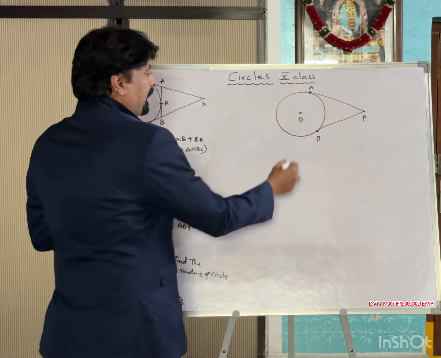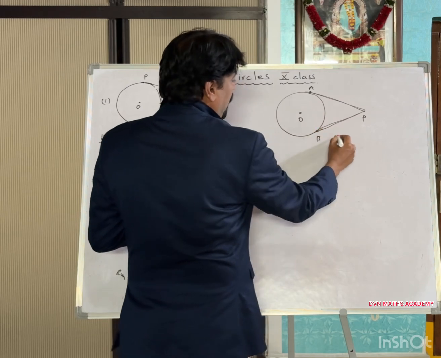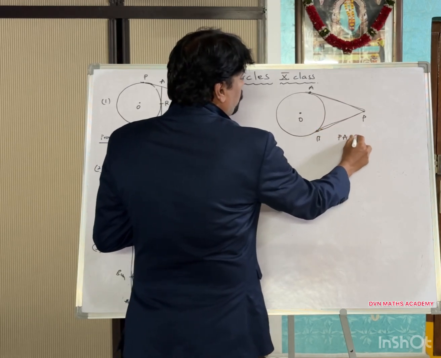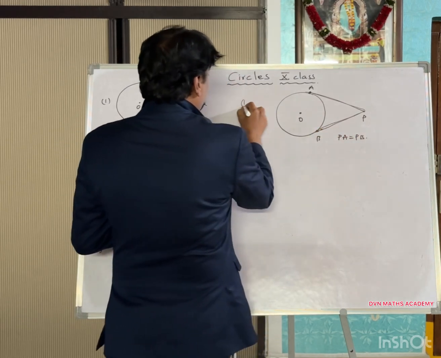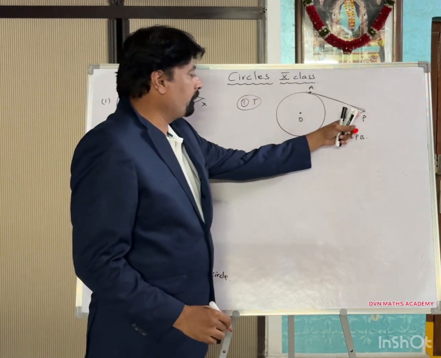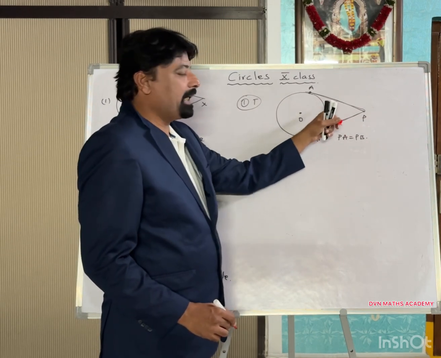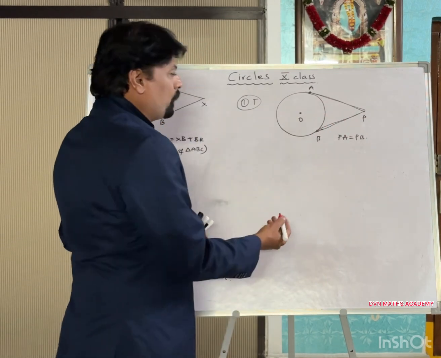The first theorem says that the lengths of the tangents from the external point to a circle are equal. I mean PA is equal to PB. This is the first theorem in 10th class. From the external point, if you draw the two tangents, the lengths of these two tangents are equal. It is easy to prove also.